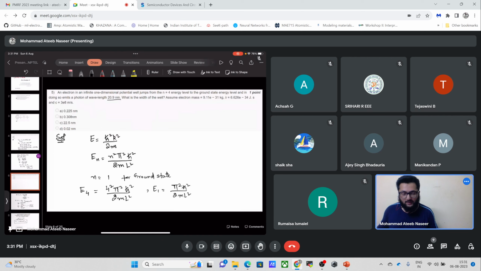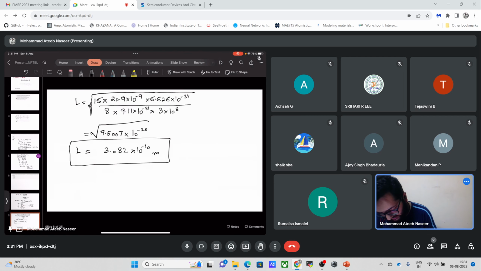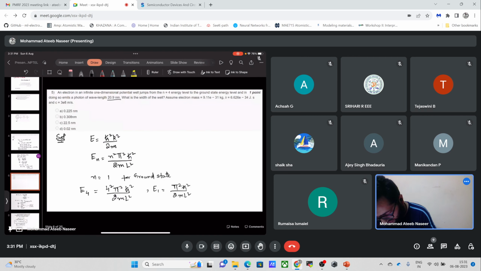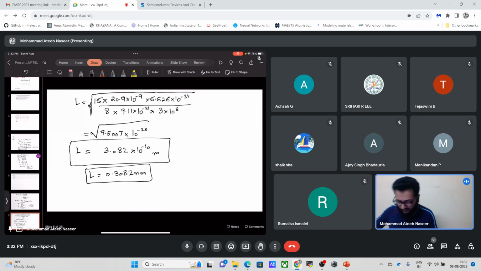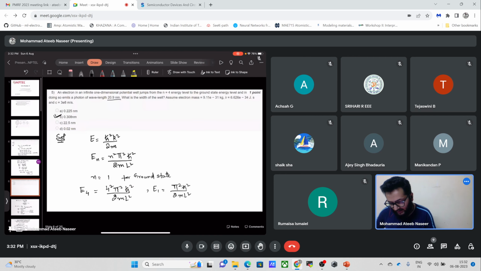This is the width of this well. The answer is in nanometers, so it would simply be equal to 0.3082 nanometer. Let us check. Yes, option B is closest to our value. Our value is 0.3082, and yes, it is the closest value. So it will be option B that we will be selecting.